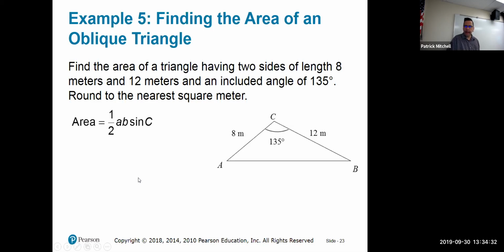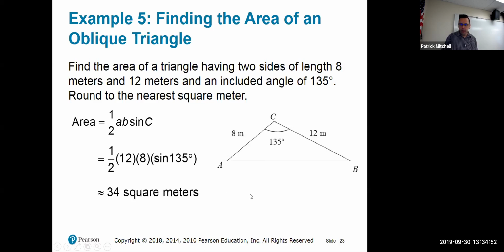A is 8, B is 12, or the other way around, it doesn't matter, times the sine of 135 degrees. We happen to know the exact value of sine 135 degrees. It's √2/2, right? But they're telling us to round it to the nearest square meter, and so we could just ask the calculator. And it turns out that comes out to about 34 square meters.